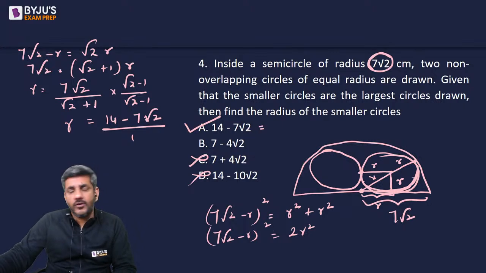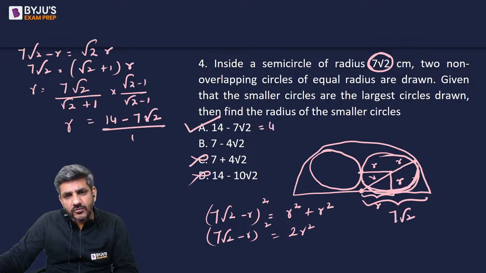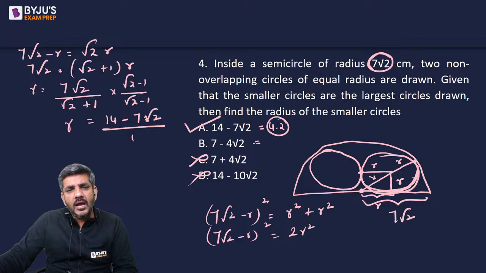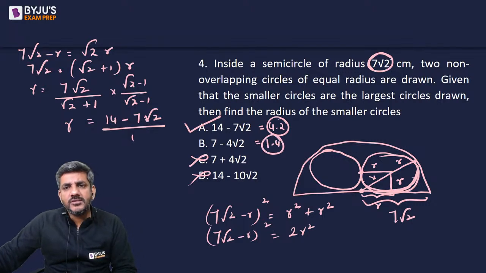Root 2 is 1.41. 1.4 into 7 is 9.8. 14 minus 9.8, that means it is very close to 4.2. And 7 minus 4 root 2 is very close to 1.4. Now the radius of the semicircle is approximately 9.8.